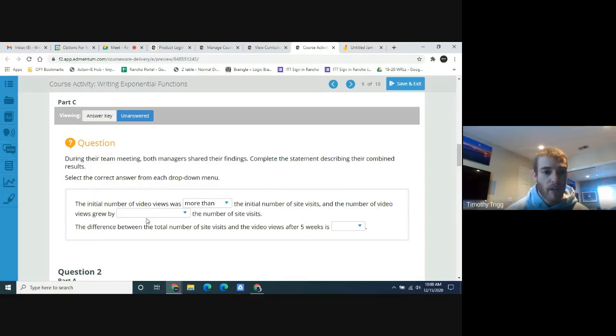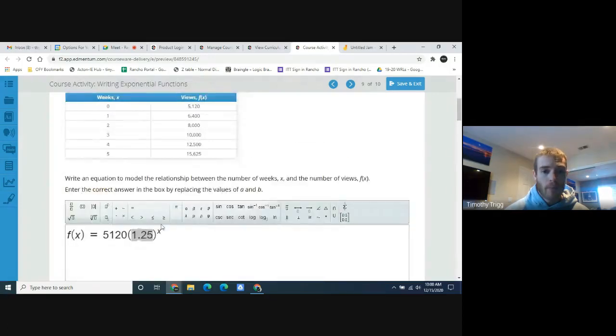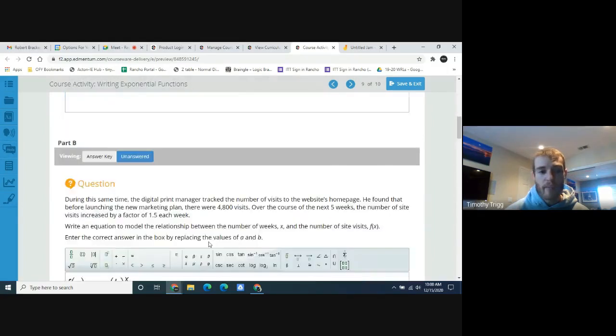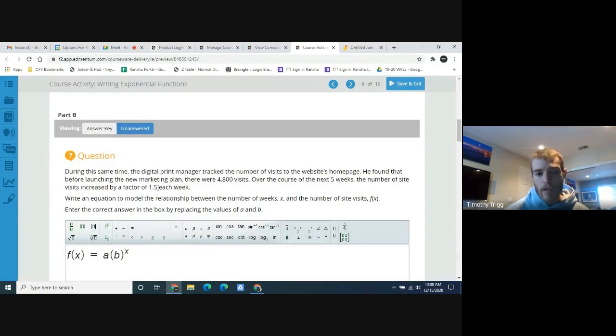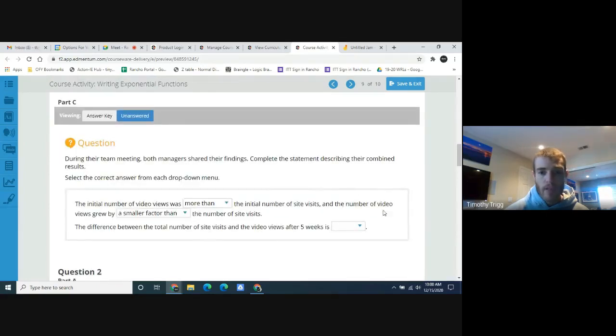And the number of views grew by a smaller factor, right? Because the video views grew by a factor of 1.25, whereas this one grew by a factor of 1.5. So the video views grew by a smaller factor than the number of site visits.